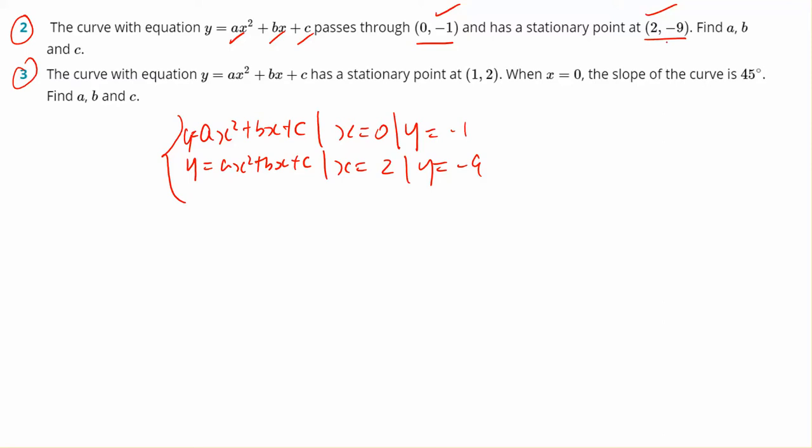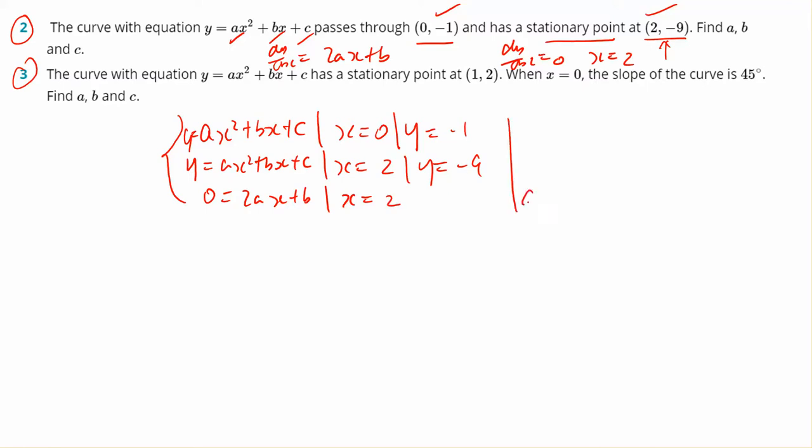Now we also know that this particular point is not just a point, it's also a stationary point, meaning the gradient, so dy/dx equals 0 when x equals 2, because at 2 the gradient is 0. So you need to first find dy/dx. I can do this by hand: dy/dx equals 2ax plus b. We know that dy/dx equals 0 when x equals 2, so I can sub in x equals 2. And that's my three equations to solve for a, b, and c.